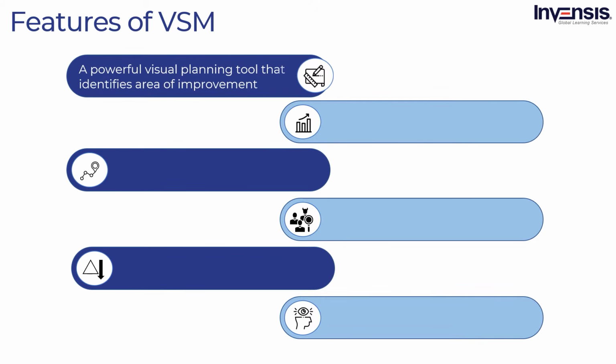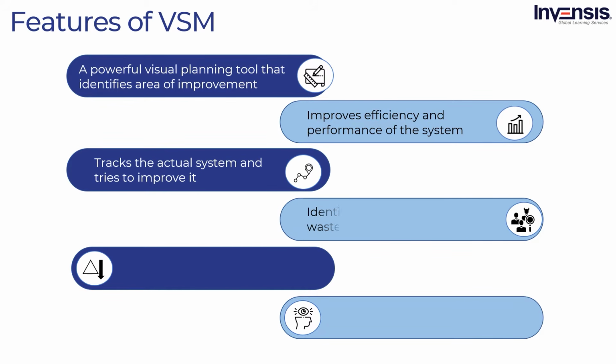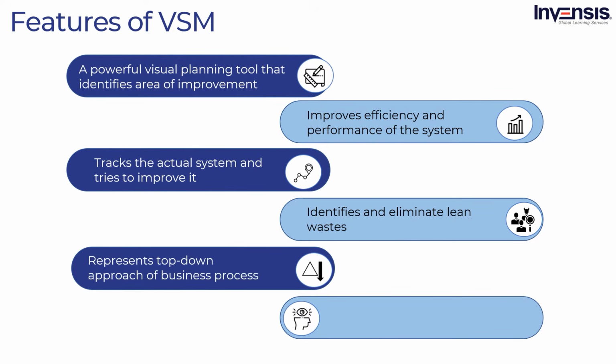Value stream mapping is a powerful visual planning tool that identifies the areas of improvement and finds a way to improve them. Also, it tries to improve the efficiency and performance of the system. Upon that, one can use this value stream mapping to track the actual system, and find ways to make your processes even more efficient. In addition to that, it also identifies and eliminates lean wastes. VSM represents a top-down overview of your business processes, and also is a visual representation of all the value-added elements.